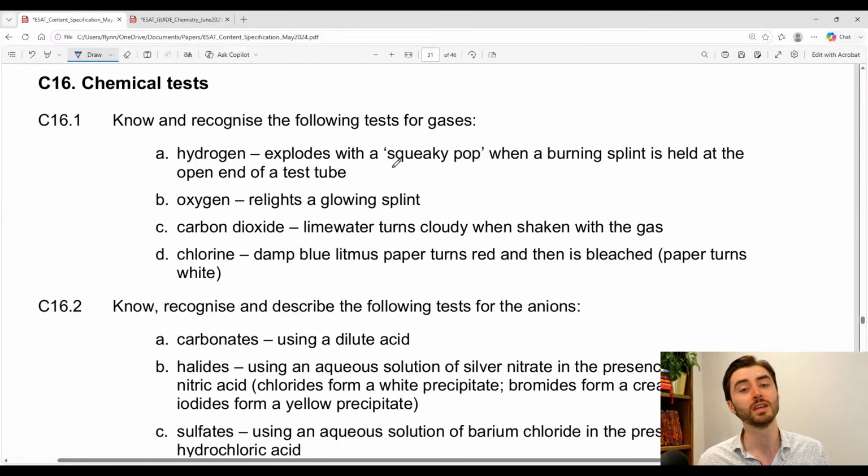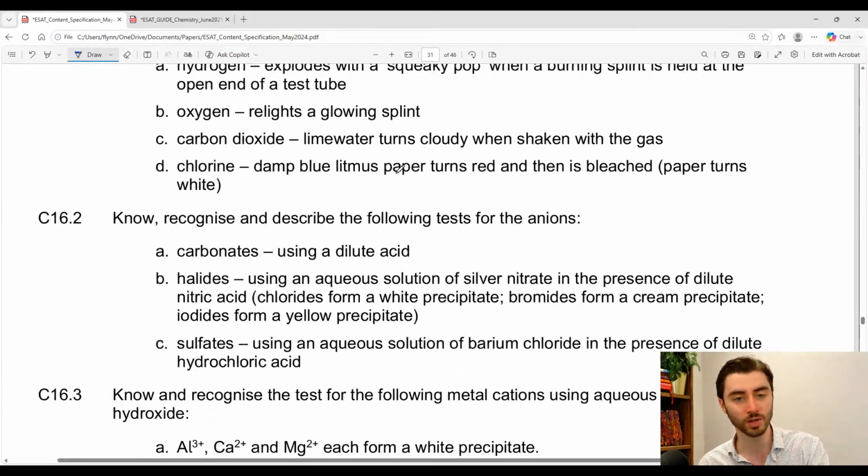But hydrogen, you've got your squeaky pop. Oxygen relights a glowing splint. Carbon dioxide turns lime water cloudy. Chlorine turns damp blue litmus paper red, then bleached.